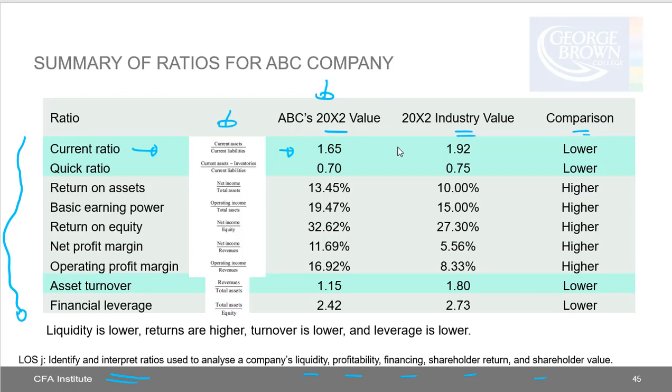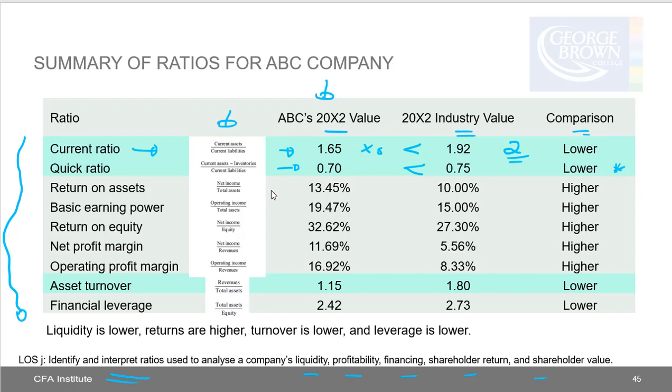ABC's 20x2 was 1.65 times. Remember, this is in times, not percentage, and that is lower than the industry value. And as we said, the rule of thumb may be 2, so our interpretation would be that that is not as good as the industry, and it's something that we would want to look at and monitor. Moving on to the quick ratio, you can see that the numerator is current assets minus the inventories. So we're just taking out the inventories because they are potentially less liquid, divided by current liabilities. Again, as we would expect, if the current ratio is lower, well, taking out the inventory, again, our quick ratio is lower than the industry. So we have potentially a liquidity concern.